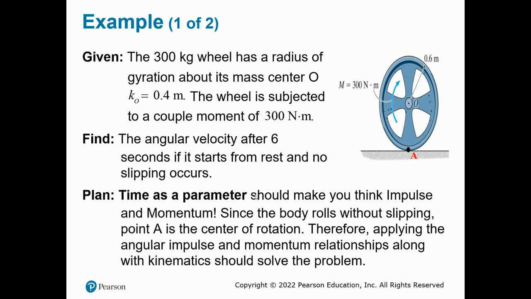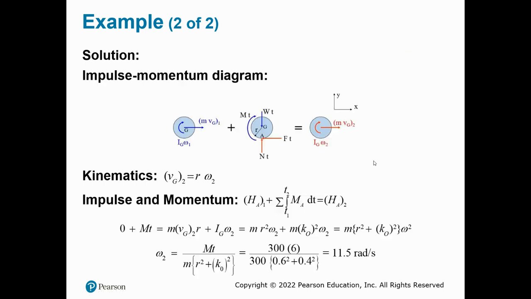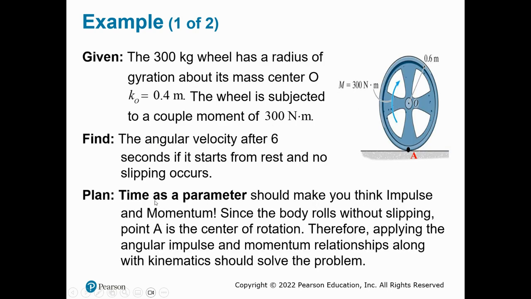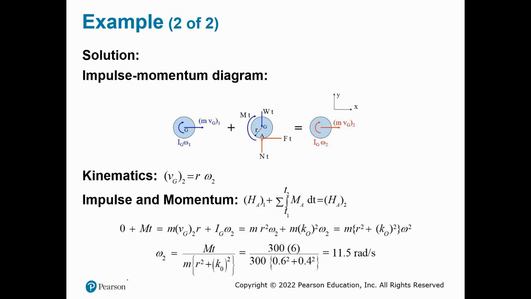We have a 300 kilogram wheel with a radius of gyration about its mass center O, k_O equals 0.4 meter. The wheel is subject to a couple moment of 300 Newton meter. We're looking for the angular velocity after 6 seconds, starting from rest with no slipping. Starting from rest means the initial momentum is zero, and then plus the total angular impulse equals the final momentum.